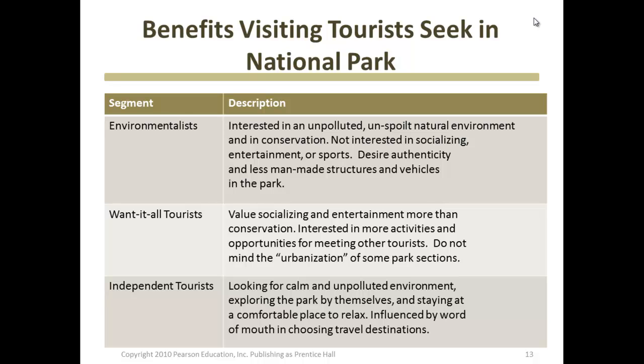Then come the want-it-all tourists, who value socializing and entertainment more than conservation. They are interested in more activities and opportunities for meeting other tourists. And they really don't mind the urbanization of some park sections. And the third class, the independent tourist, would be looking for a calm and unpolluted environment, exploring the park by themselves and staying at a comfortable place to relax. These tourists would be influenced by word of mouth in choosing a travel destination.